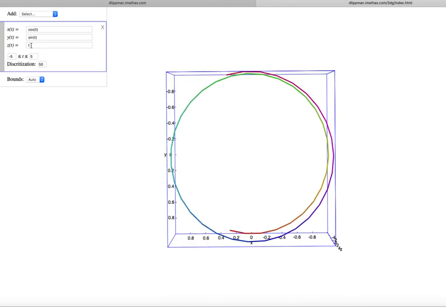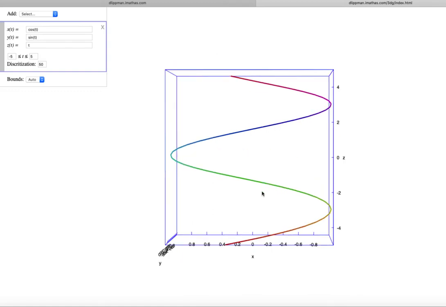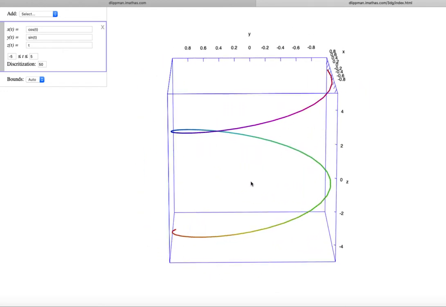But now that I add a z component that's equal to t, the idea is the bigger t gets, the bigger z gets. So we get that circle action, but then it's also climbing, right? So if we break it down, it's not surprising that we get this helix here.